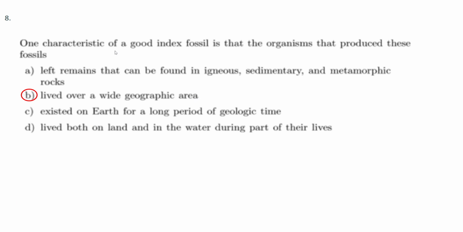Number 8, one characteristic of a good index fossil is that the organisms that produce these fossils. The correct answer is B, lived over a wide geographic area. The reason is, remember, index fossils have three properties, right? Remember, SAW: short-lived, abundant, widespread. And that's why B matches that, because that fossil must have lived in a widespread area, a wide geographic area, for it to be considered an index fossil.